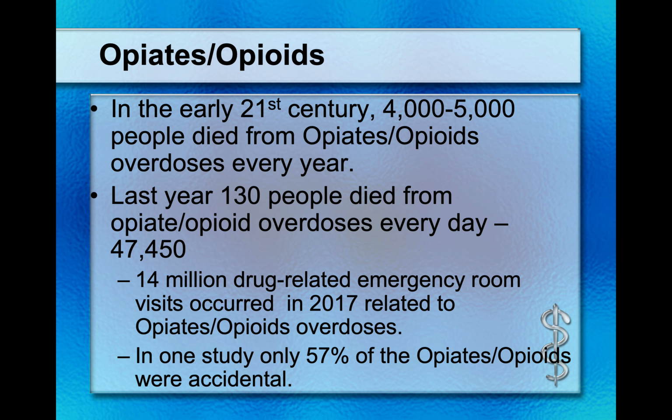When I worked in the emergency room, I didn't see that many opioid overdoses, but we did see some to some extent. I was a lab tech, so anytime we thought that they had overdosed on opioids, we were the first people to come down because we had to draw blood from them and get started on the toxicology investigation. In one study, only 57% of the opioid overdoses were accidental. They overdosed on purpose.